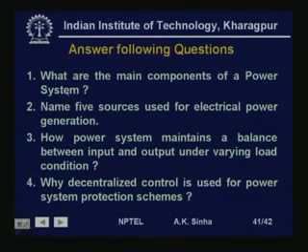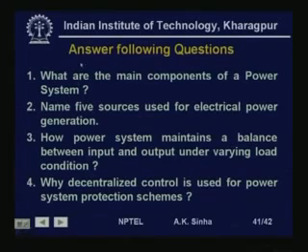Now once we have gone through this, I would like you to answer some questions. Question number 1: What are the main components of a power system? Question number 2: Name 5 sources used for electrical power generation. Of course, this is again a very simple question. Question 3: How does the power system maintain a balance between input and output under varying load conditions? Again, we talked about this, so you should be able to answer this question. That is, when we increase the load, what happens and how does the power system try to balance it?